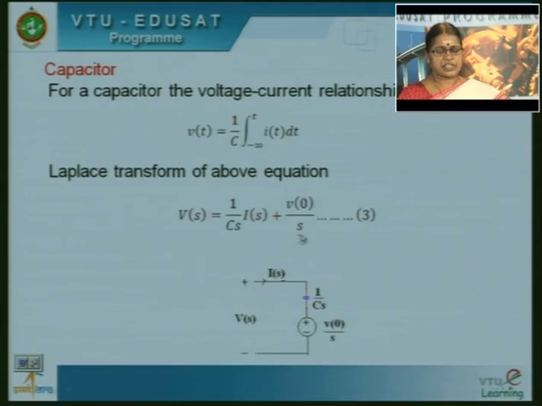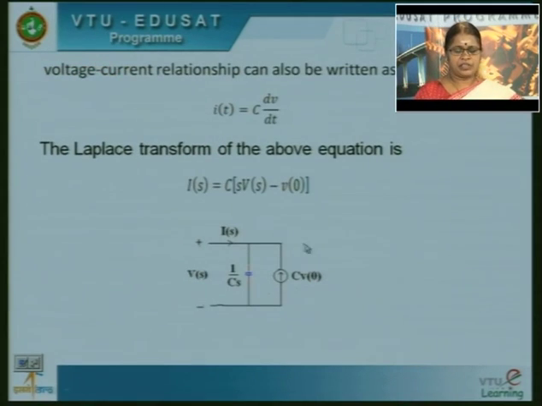Similarly, in case of a capacitor, if it is an uncharged capacitor, V of 0 is 0, in that case the equivalent circuit reduces to: V of S is the voltage, I of S is the current flowing through the impedance, and the value of the impedance is given by 1 by Cs. So, any capacitor of value C in time domain translates to an impedance of value 1 by Cs in frequency domain.